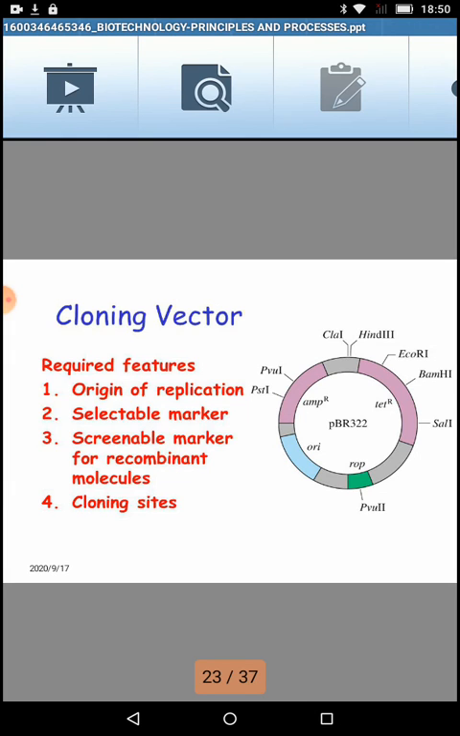A cloning vector should have an origin of replication, should have a selectable marker, should have a selectable marker for recombinant molecules, and should have cloning sites. We start with the first one, that is origin of replication. Here the diagram is of pBR322, an extended diagram of it which you can see in the slide.